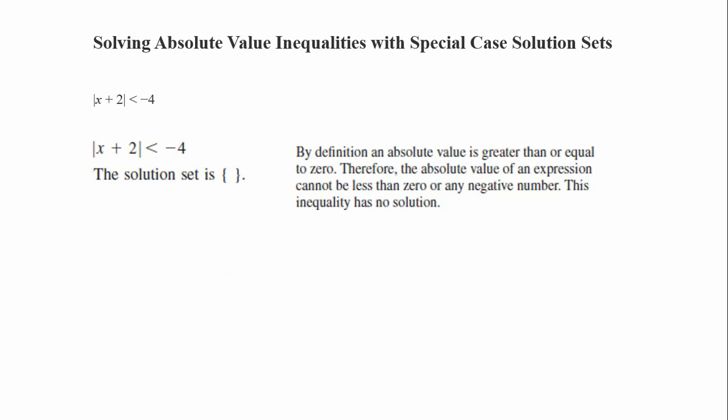Here are some special case solutions that, if you're working and all of a sudden you come up with one, you can specify right off the bat whether there's a problem or the solution. Here I want to say absolute value of x plus 2 is less than negative 4. Here is a special case solution. There is no solution. That's the empty set. There's no way that I can have an absolute value, which is a positive number, being less than a negative number. There's no x in here that I can make this be a negative number. So the solution set is the empty set. There is no solution.